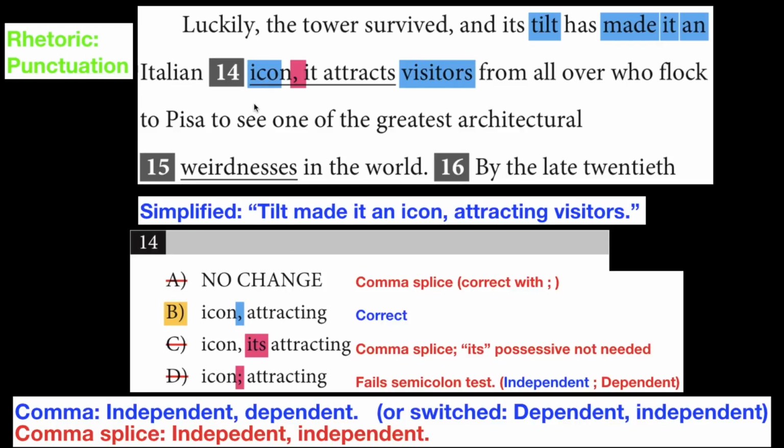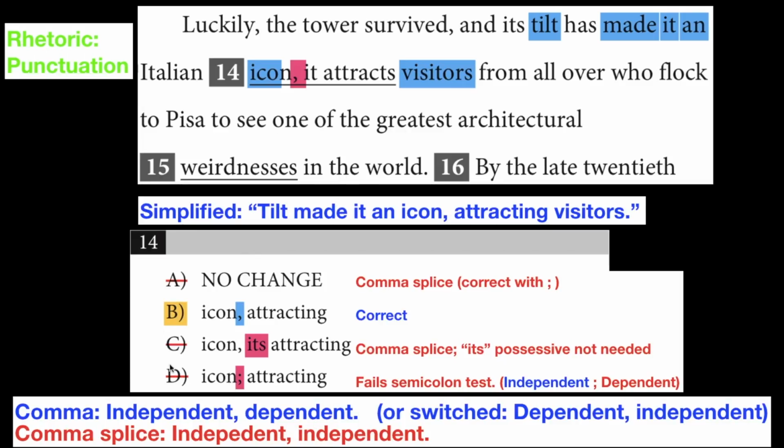Question number 14 is a grammar question on punctuation. And if you wanted to simplify this crazy long sentence, it would be something like, "Tilt made it an icon attracting visitors," which is a great way to do it because you're not comma splicing.